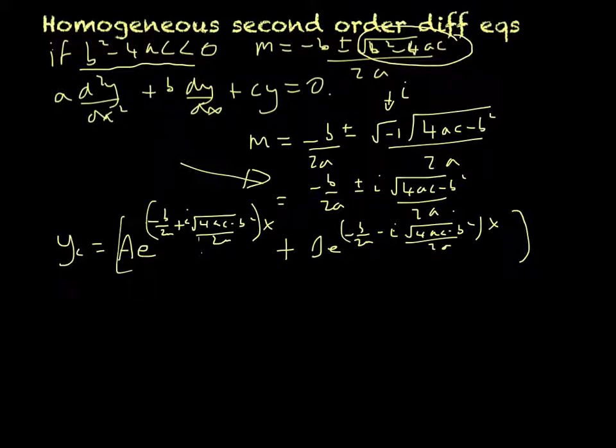And this thing is actually a valid solution, but it would never be written this way. We would simplify this down. And how can we do that? Well, we can notice we have an e to the minus b over 2a x straight away as a factor, don't we?